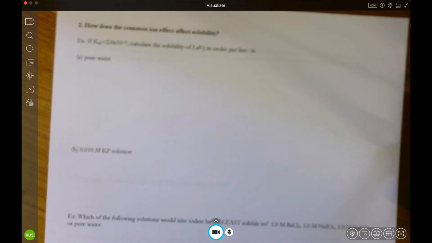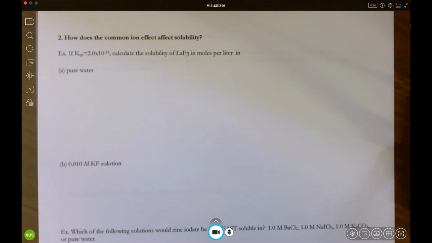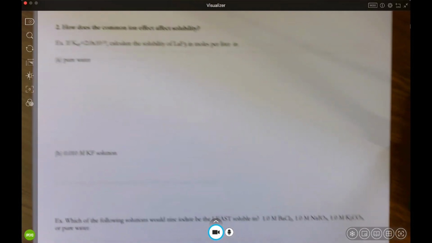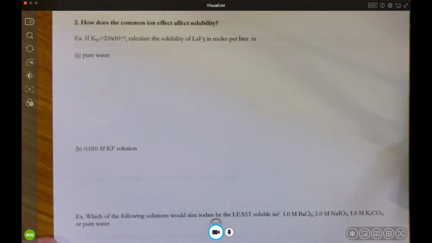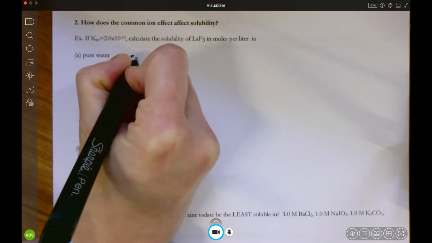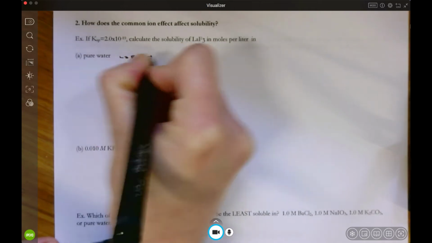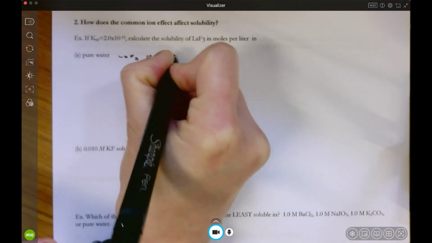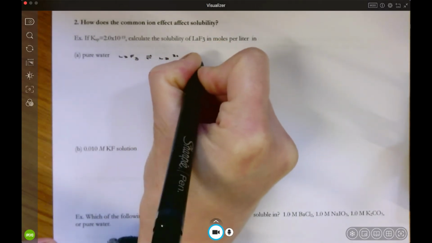All right. Let's look at the next problem. So the next question was, how does a common ion effect affect solubility? Okay, so my best way of explaining this is by showing you with a problem. When we're talking about solubility, we actually have to write out our dissociation reaction. So we're dealing with LaF3, so it's going to break apart into La3+ and 3 fluoride ions.